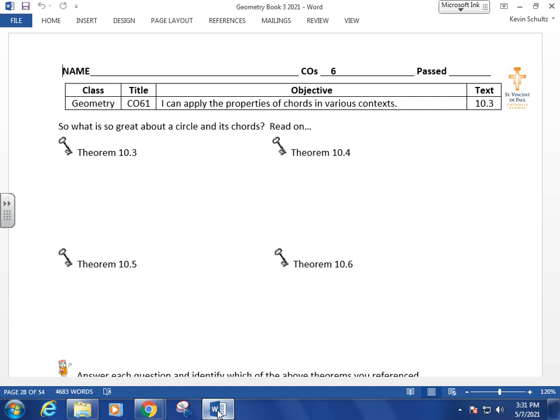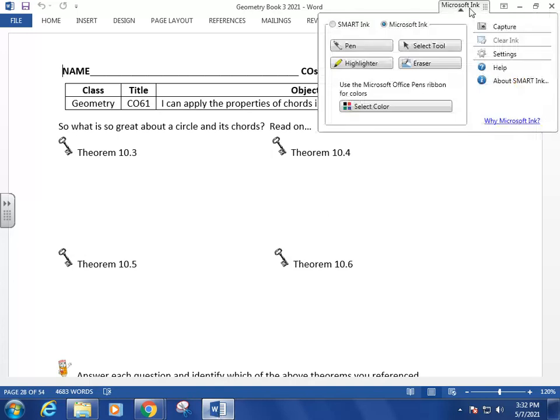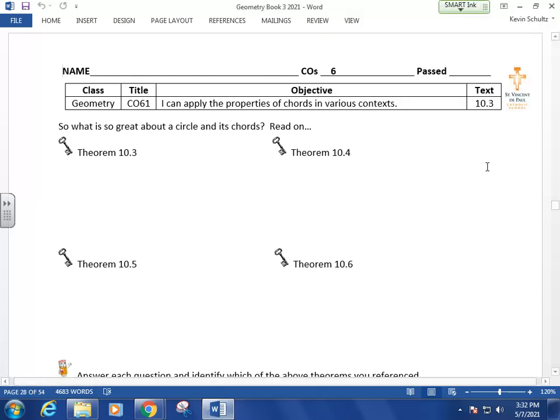Going over CO61, talking about the properties of chords. We first learned about chords in 59, and we said that it is a segment that is contained within a circle. It goes from one point on the edge of a circle to another point on the edge of a circle, but it's a segment, so it doesn't go past the circle. It's measurable. And it turns out there's a whole bunch of things with chords that we care about, or at least that we can use, whether or not we care about them.